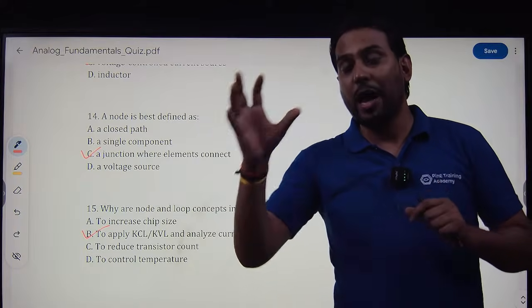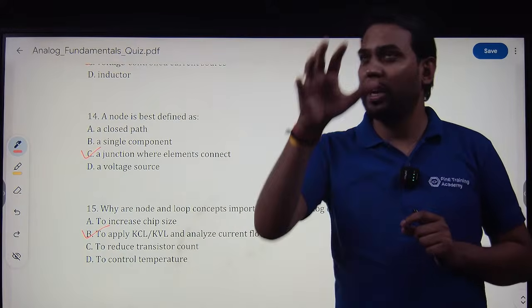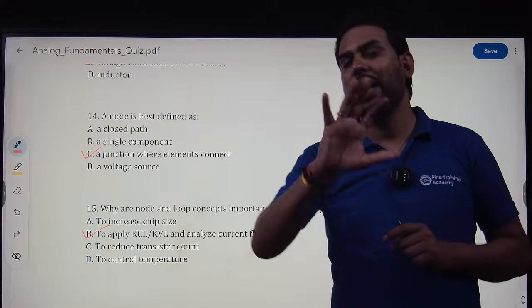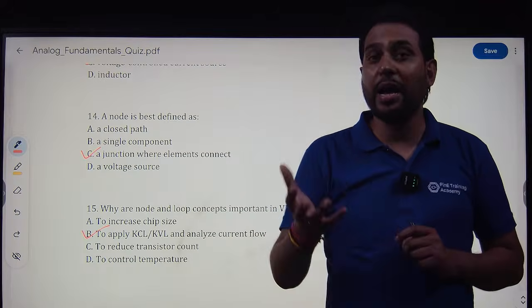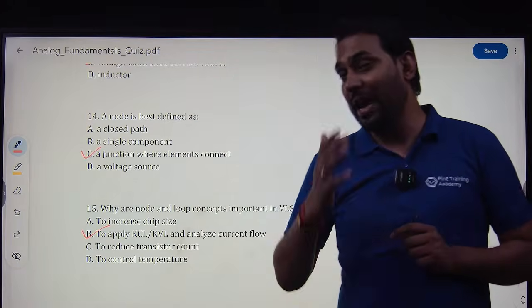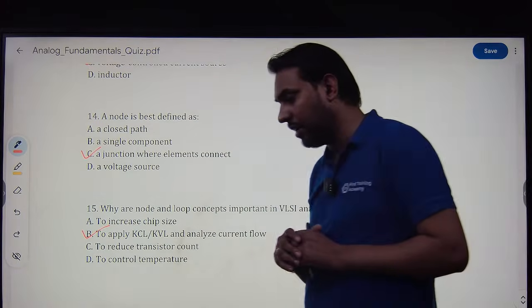So if you have a circuit and you are not getting what is happening in it, you just convert it and make it simple with the help of series and parallel, or you can determine voltage and current with the help of series and parallel, as we discussed in the last class, lecture 6.